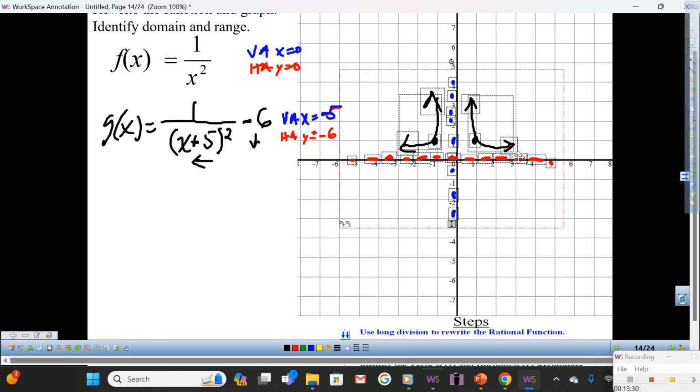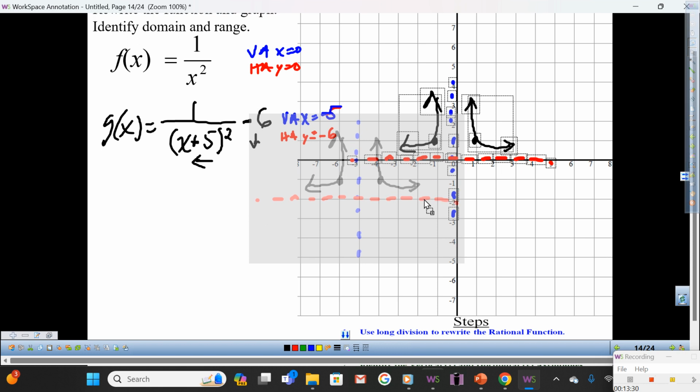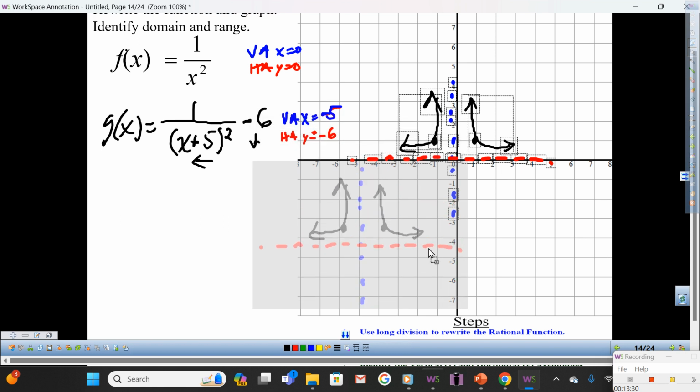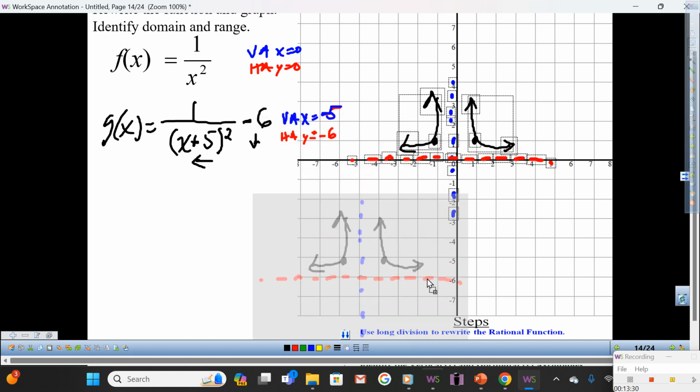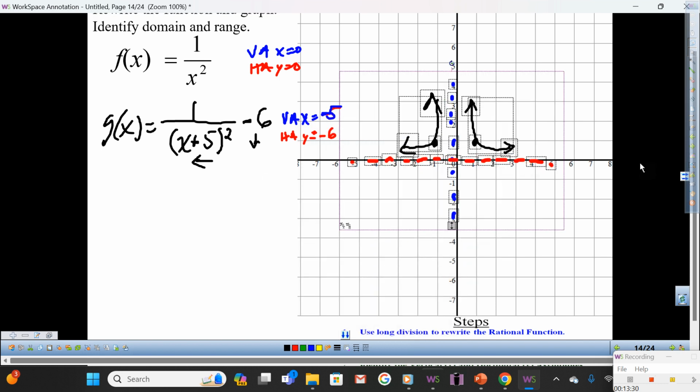So 5 to the left, so we go 1, 2, 3, 4, 5, and 6 down. 1, 2, 3, 4, 5, 6. You guys see it? Yes? And we should end up down there. All right, I'm not going to move it because I want to leave the original there. So that's how it went.